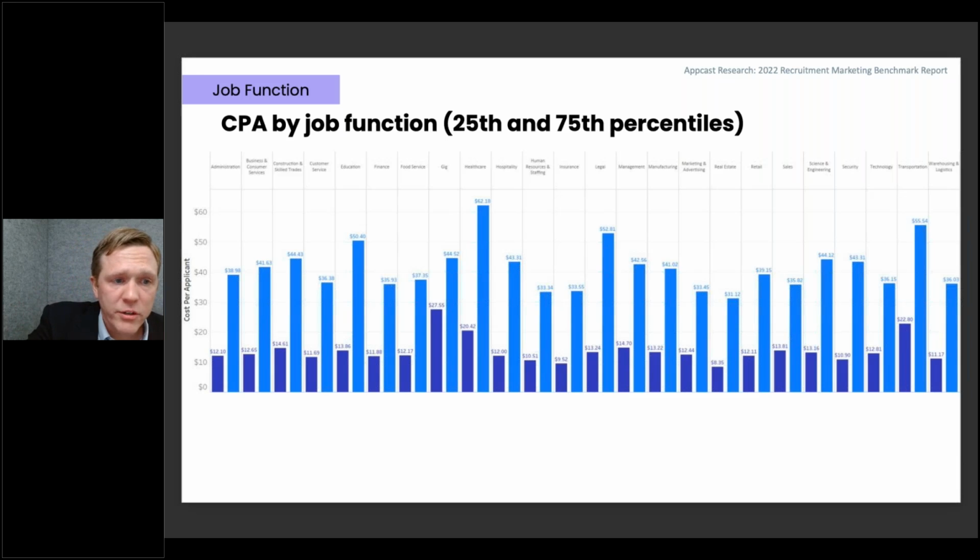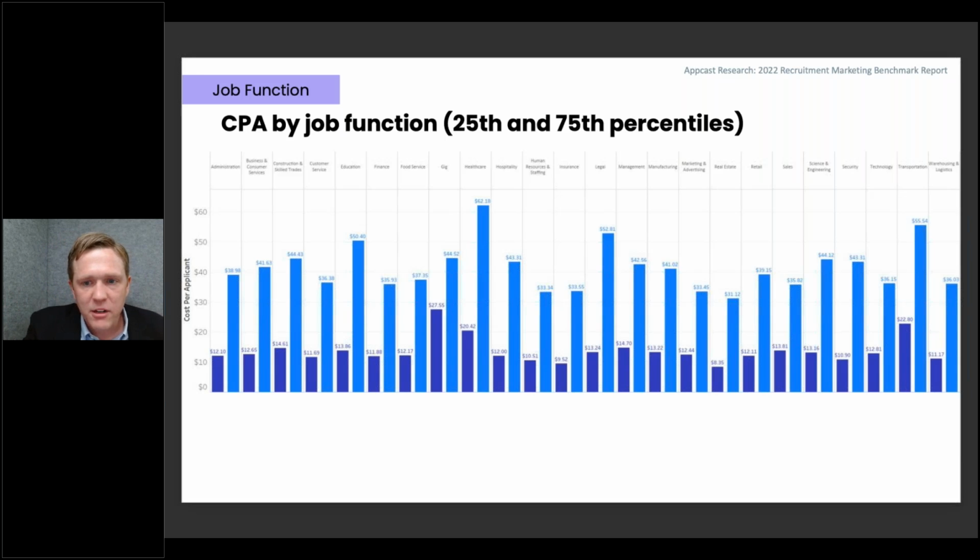So it's a little hard to read here, but this is why the report's coming out in just a week or two. But we have consumer service, education, gig, healthcare, legal, across the board, left to right here. And I'm showing you two different colored bars. The dark blue bar, that column is the 25th percentile of the CPA, the cost per application in that job function. And then the lighter blue column is the 75th percentile. And so this gives you a sense because you want to understand the distribution of recruiting costs for your job function. So let's take retail, for example.